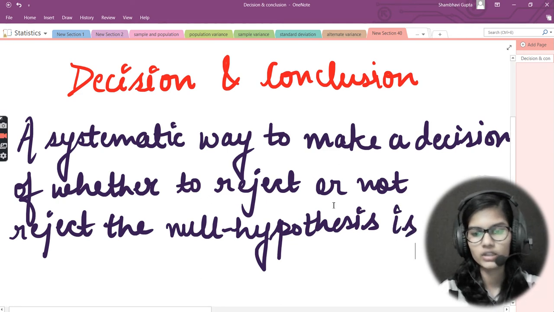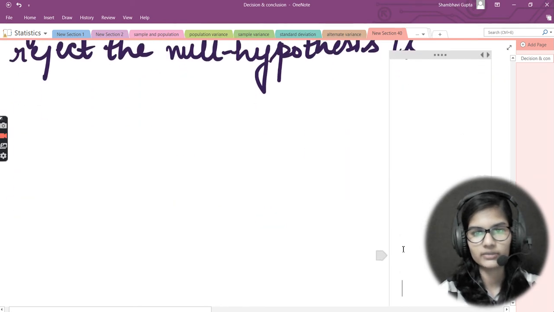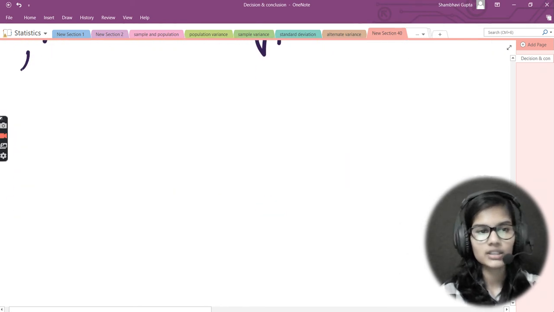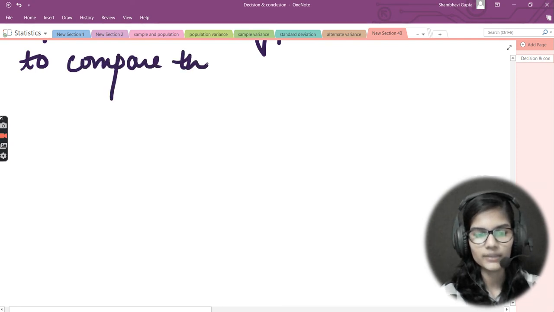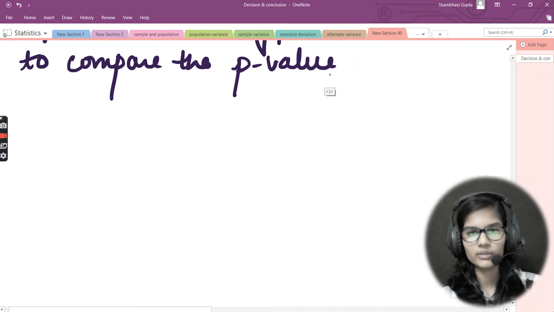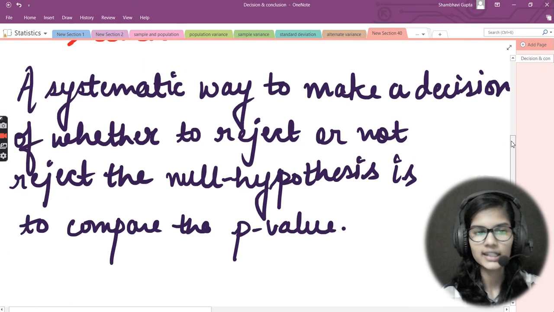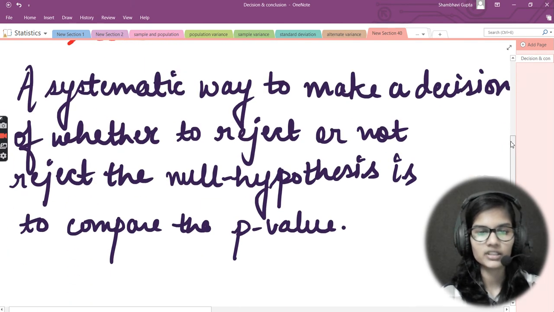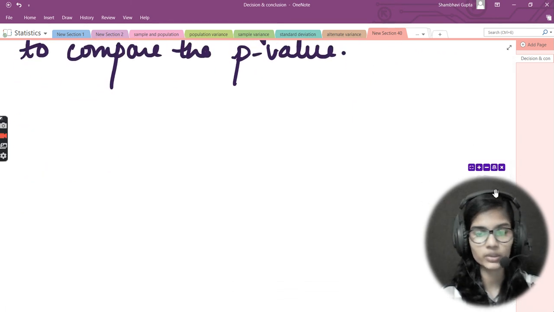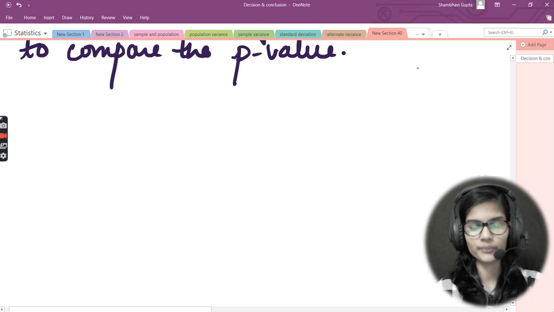Let me come down so that I can get a blank space for writing. So this is to compare the p-value. On the basis of this only we make a decision: we compare the p-value against the significance level, and only then do we decide whether we need to reject the null hypothesis or not. This is what we actually do here.